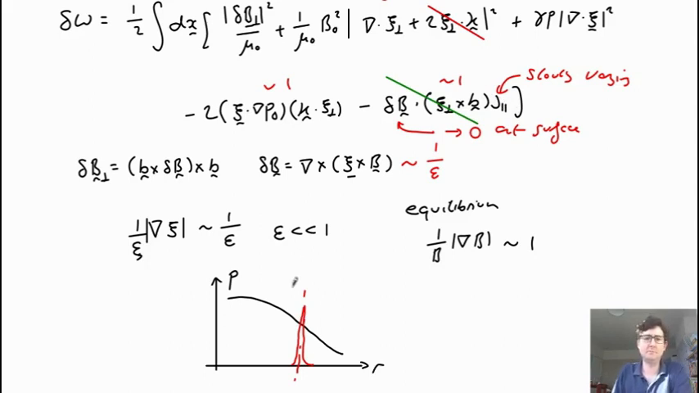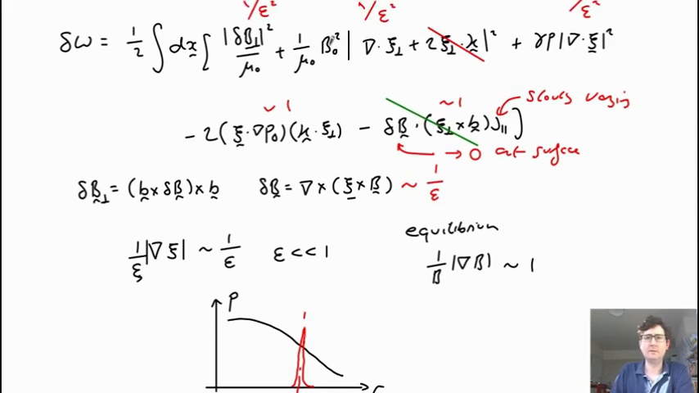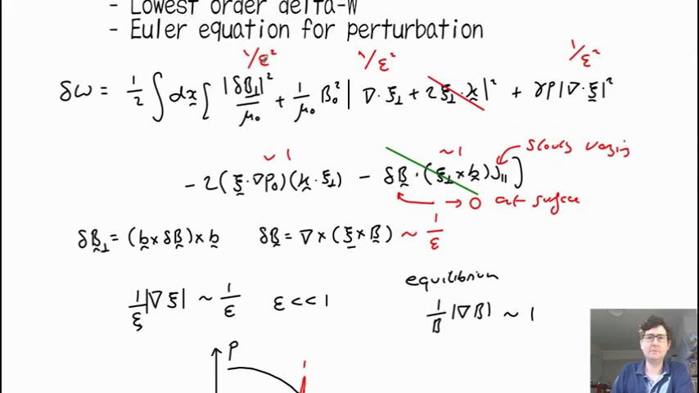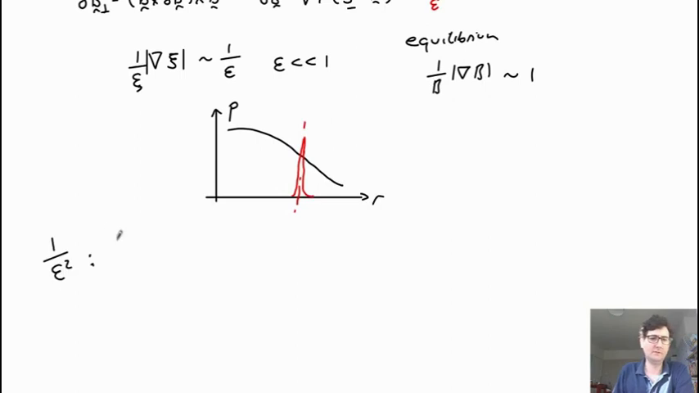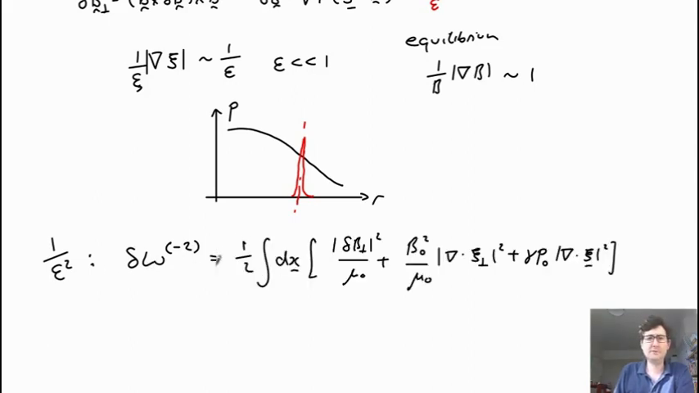When you have a kink mode, this tends to be much broader and involves a larger radial width. Okay, so now we can take the largest terms in this equation. We have these 3 terms which are of order 1 over epsilon squared. These are the 3 largest terms. I'm going to label the order in the delta W equation as minus 2. So first we're going to minimize the three largest components, of order 1 over epsilon squared.